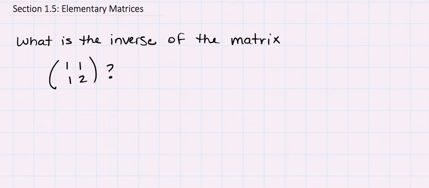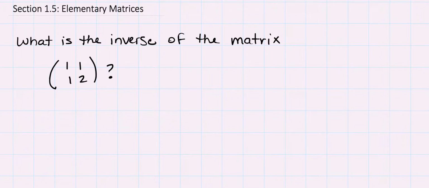Let's start section 1.5, elementary matrices. We've talked a little bit about inverses. We said that a matrix A is invertible if there's a matrix B such that A times B is equal to B times A, which is the identity. We learned that if a matrix has an inverse, then that inverse is unique, but we never really found any inverses. That's what we're going to do in this video.